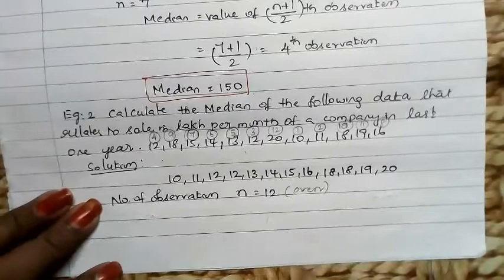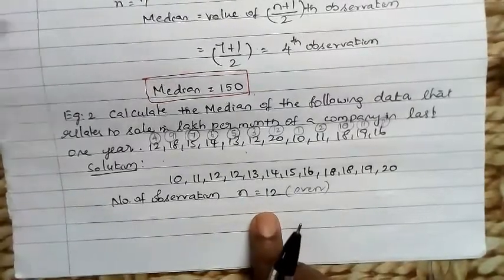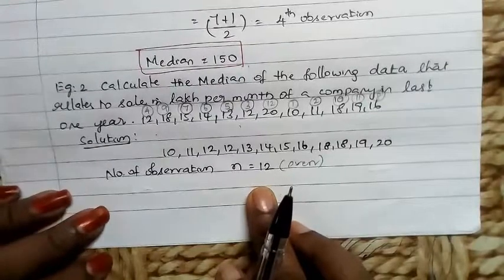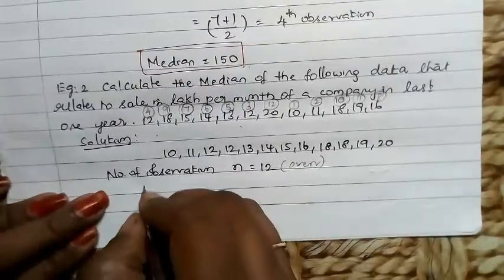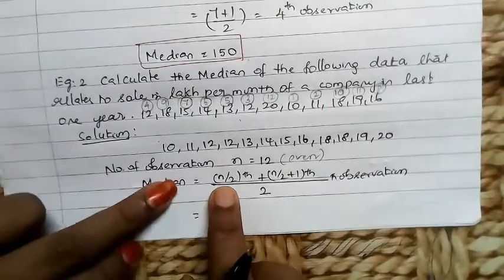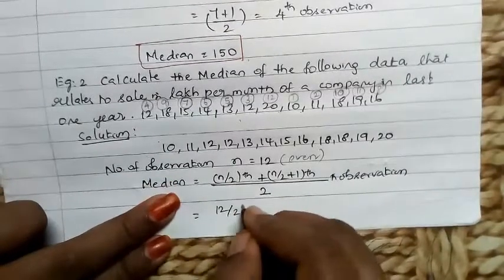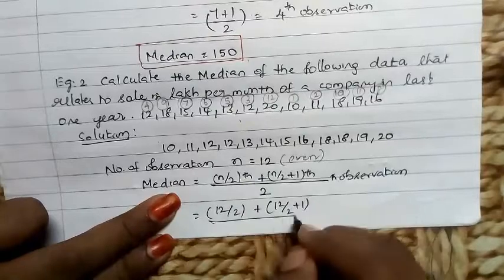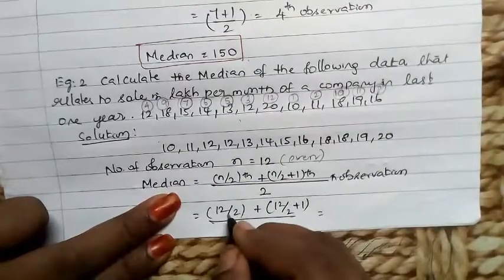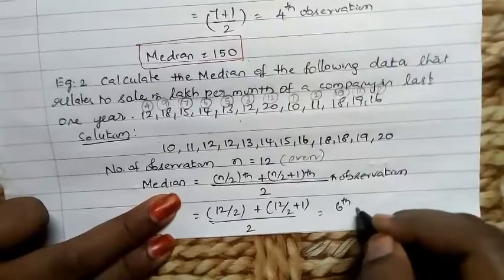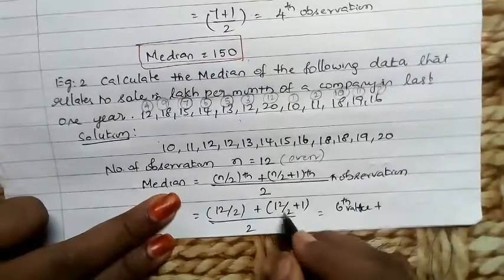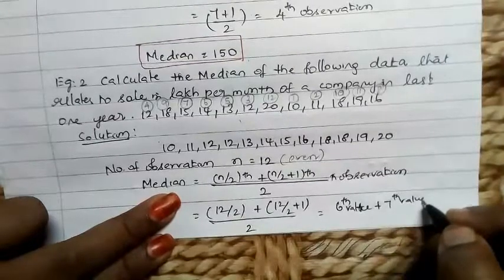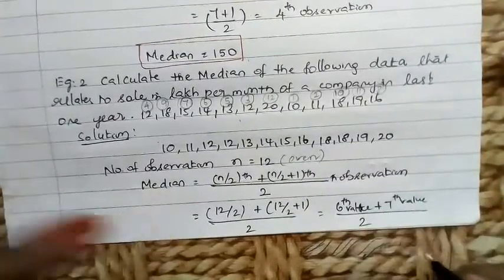So when the number of observations is even, the formula is the (n by 2)th observation plus the (n by 2 plus 1)th observation, divided by 2. That is, median is equal to, n is 12 here, 12 by 2 plus 12 by 2 plus 1, divided by 2. So 12 by 2 is 6. So the 6th value, plus 12 by 2 is 6, plus 1 is 7, the 7th value, divided by 2.